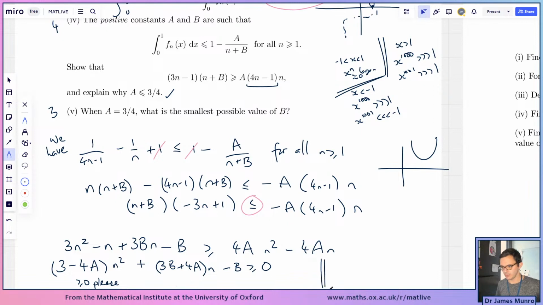We're not out of the woods though. We still need 3b plus 3 n take away b to be bigger than or equal to 0 for all n. And that's a linear thing, isn't it? Do I mean 3b plus 3? Yeah, I think so. That's a linear function. Yeah, no, I think I've messed up something in here. 3bn plus n over here. There's a plus n right here.